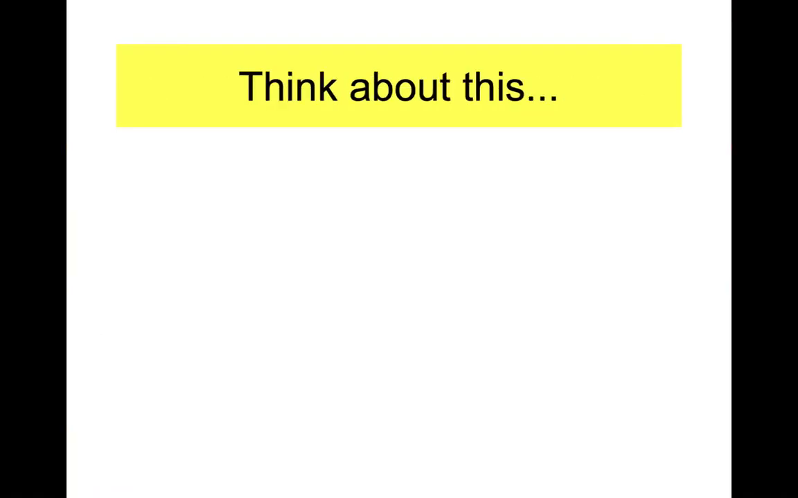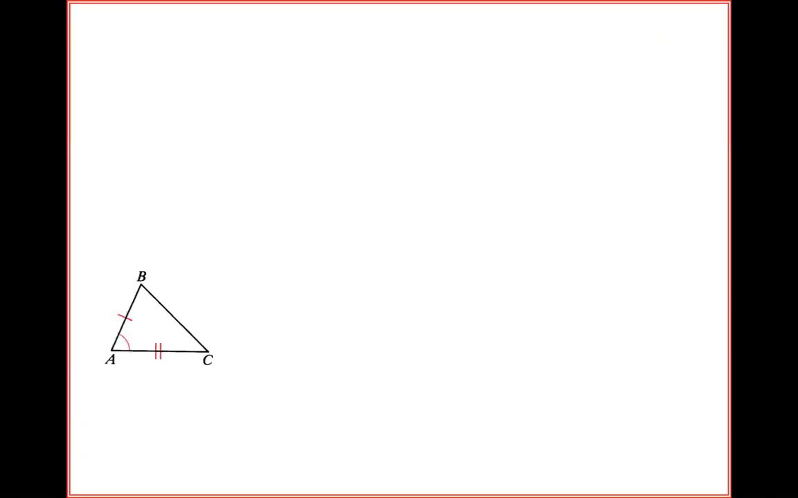All right. SSS was our first one. There are other shortcuts, so think about this. Let's say that I start with this shape right here. Well, it's a triangle. And if you notice, I have an included angle. That's an angle between two sides. A is between side AB and side AC. And notice that's where the red tick marks are written.